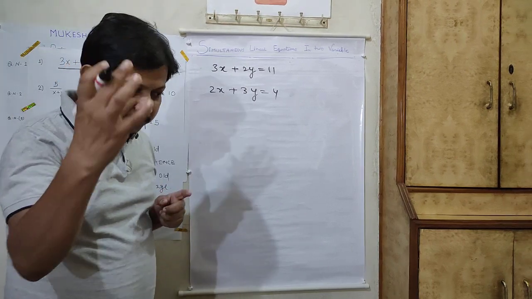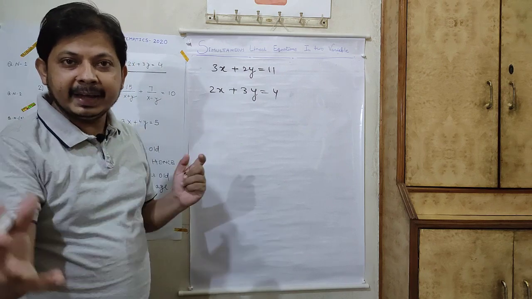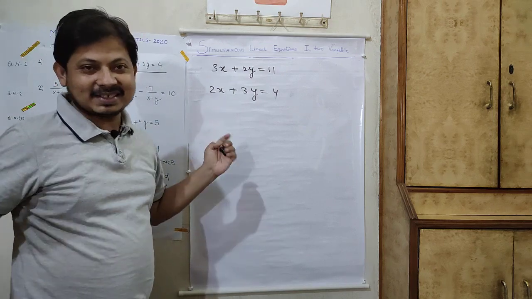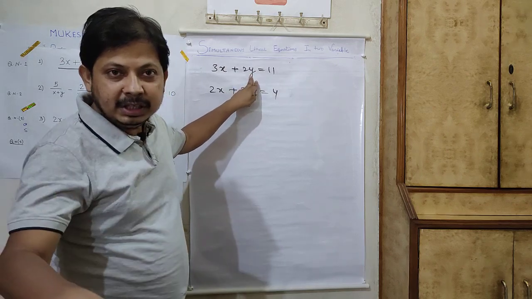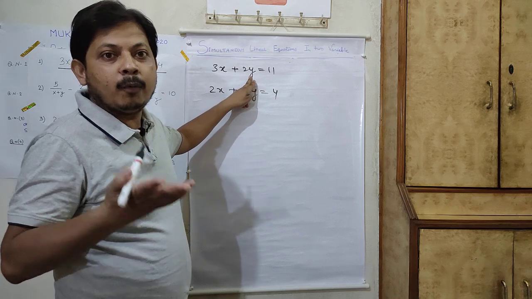This is my childhood habit. I hate y. I love x. You understand? So hate y means what? In each and every question I try to eliminate y.